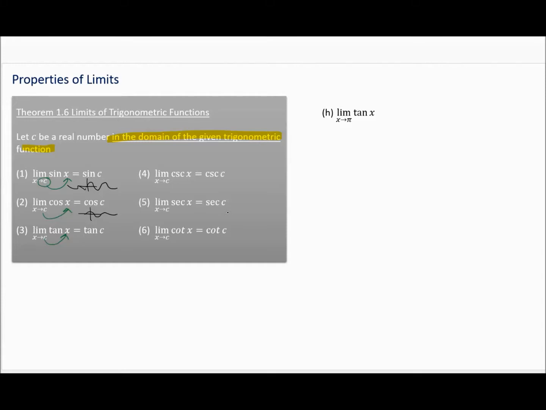So how about this problem? Well, is pi in the domain of tangent? All you've got to do is just plug it in to find out. I'm going to write the limit, but I don't really need to. This is just going to be tangent of pi by direct substitution. Now we need to be able to evaluate that. Some of you do like I do. I just think about that as the sine of pi over the cosine of pi.